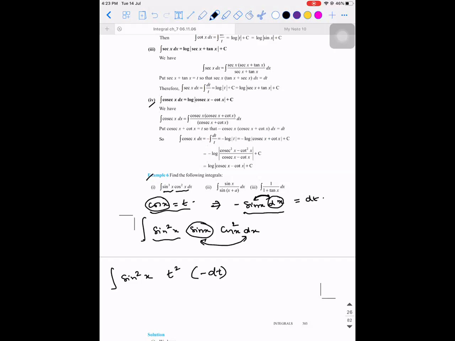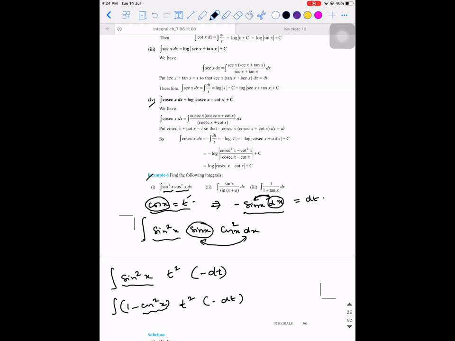Now what I have is, I have a sine square. How can I relate sine square to cos? So now your mind should think of the identities. What can I do? One minus cos square x. That is sin square x. I have sine square x directly, so I can write it as 1 minus cos square x into t square into minus dt. Now can I substitute cos square x as t square?